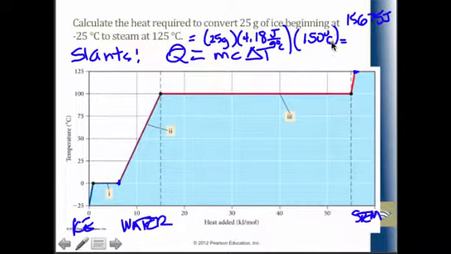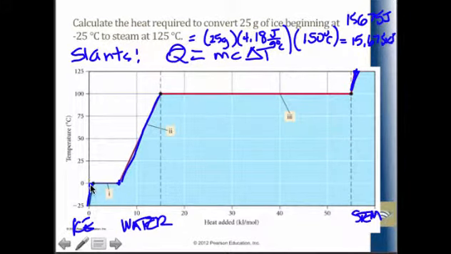And when you multiply this out, you get 15,675 joules. But I'm going to convert that to kilojoules because you're going to see the next figures are in kilojoules. Okay? 15.675 kilojoules. That takes care of all of the slanted sections. Okay, these are accounted for.